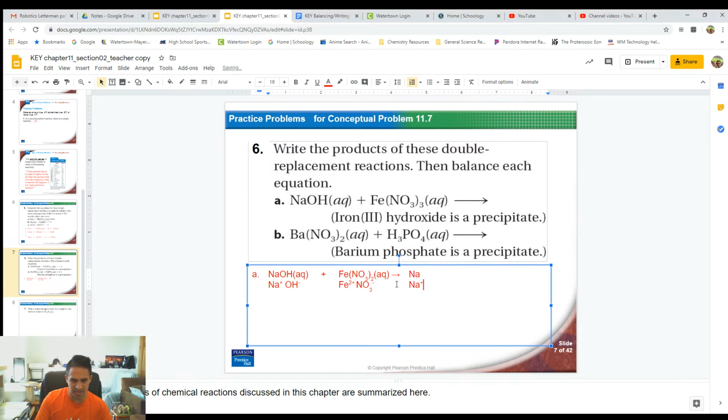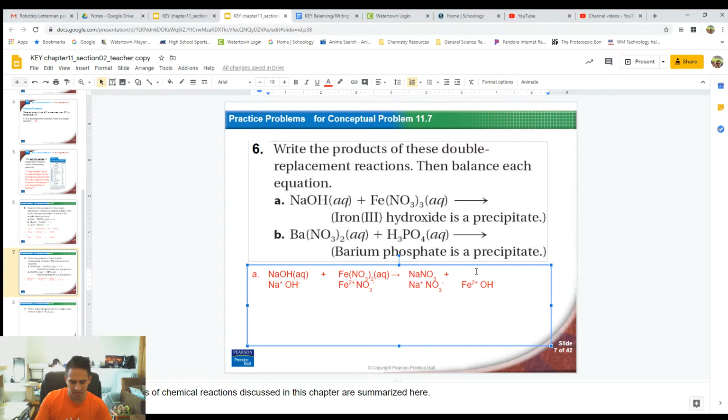So Na, which is +1, bonding with NO3, which is also -1. Since those are +1 and -1, they just balance out with each other, so we don't need any other subscripts. And then as for the iron hydroxide part, we have Fe 2+. We know it's 2+ because we figured that out over here. And that's going to bond with hydroxide, which is OH -1.